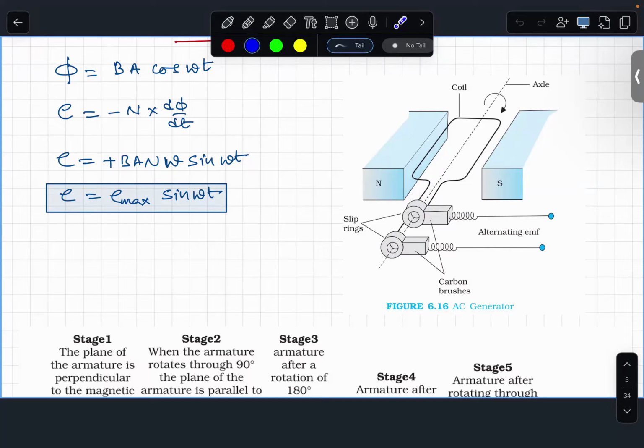Till here, any doubt? Vatsala, till here, any doubt? Right.